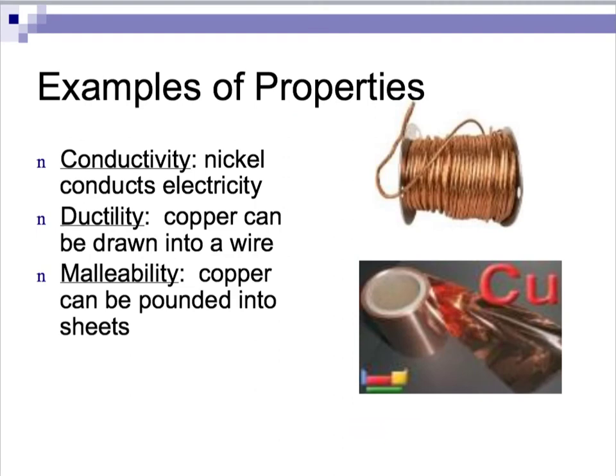Finally, some other examples of some properties you might come across when we're doing our project are conductivity. So one example of an element that is a really good conductor of electricity is nickel. Ductility, an example of that would be copper. Many wires have copper involved in them because it easily is spread into a wire without becoming brittle or breaking. And finally, copper is a really good example for malleability too, because it can be pounded into sheets. Aluminum is also a good example of that.